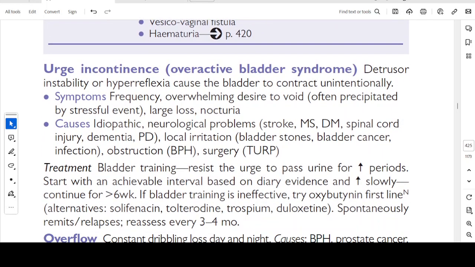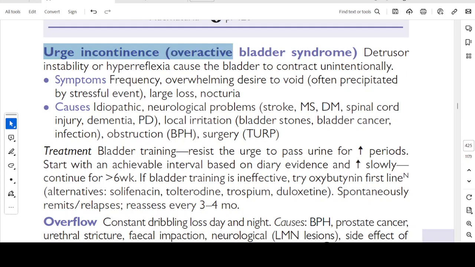Urge incontinence. It's an overactive bladder syndrome. The detrusor instability or hyperreflexia causes the bladder to contract unintentionally. Symptoms are frequency, overwhelming desire to void, often precipitated by stressful events, large loss, and nocturia. It is not dribbling, it is full urination. And there will be nocturia in this case. Even in the middle of the night, there will be urge incontinence.